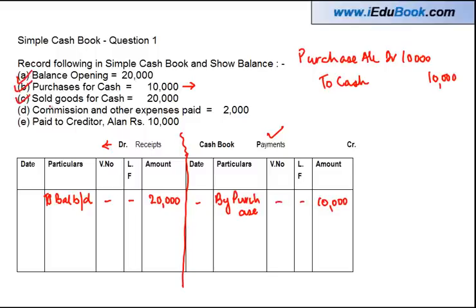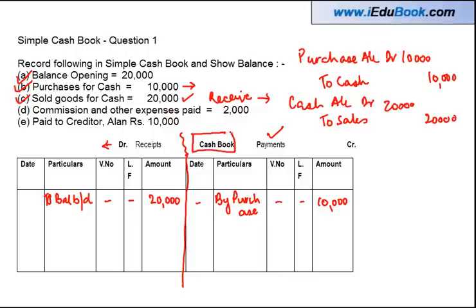The next one is sold goods for cash rupees 20,000. When you sell goods, what happens? You receive cash, right? We receive cash. When we receive cash, this time the entry will be cash account debit to sales 20,000. Right? So we will read it as cash account debit to sales 20,000.